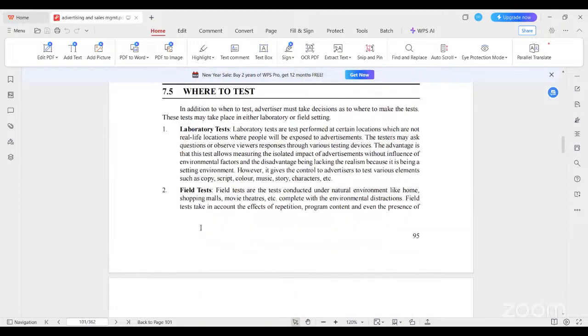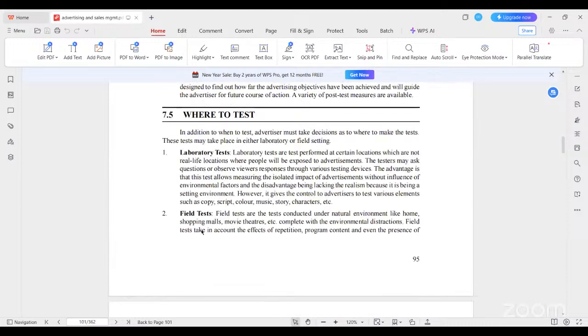Then way to test: laboratory test or field test. Laboratory tests are tests performed at certain locations which are not real-life locations where people will be exposed to advertising. The testers may ask questions to the respondents through various testing devices. The major advantage of this test is that it allows measuring the isolated impact of advertising, and it gives advertisers control to test various elements. And the next one is field test.